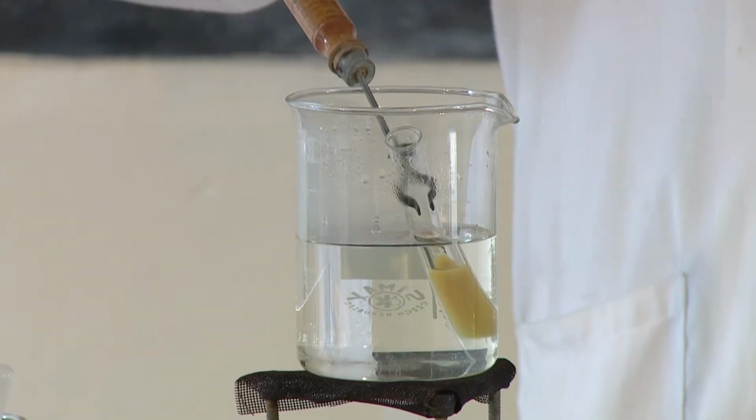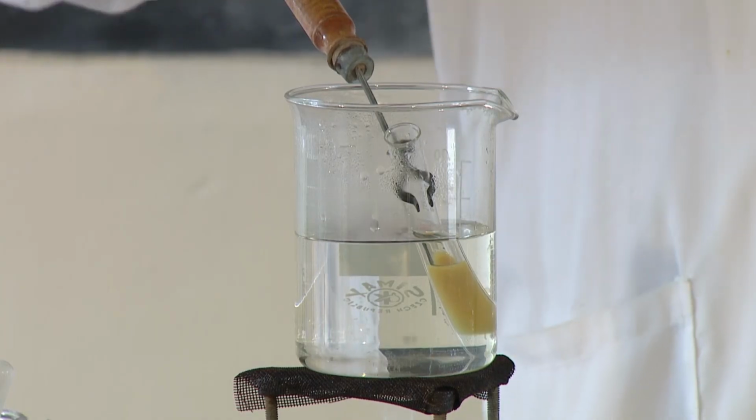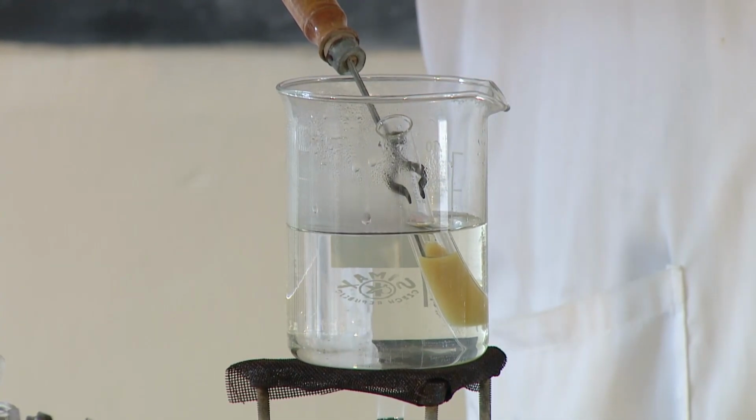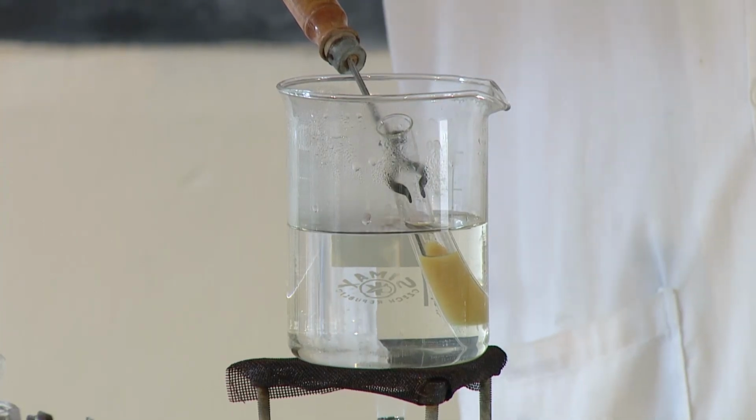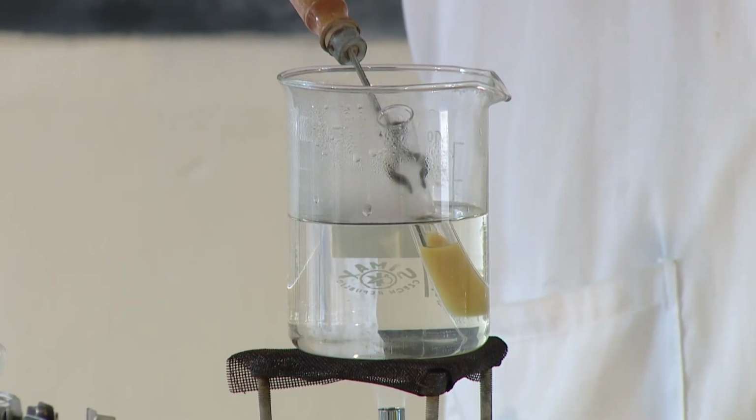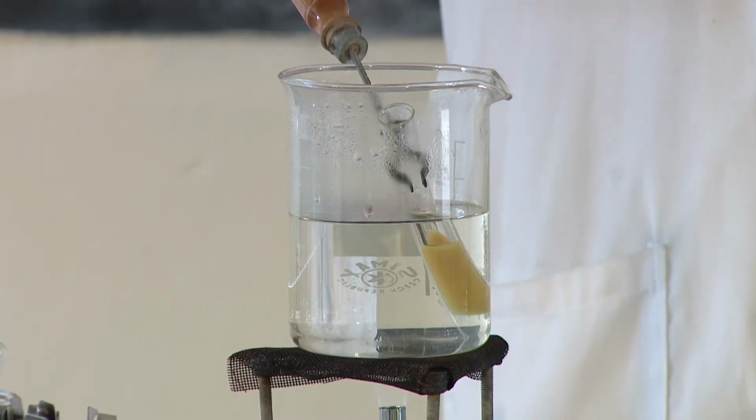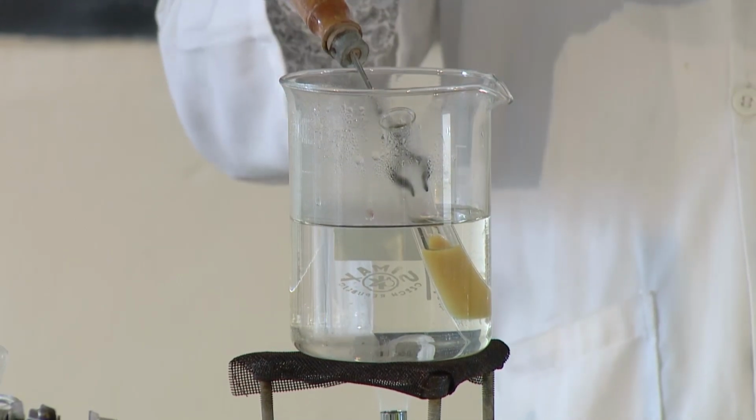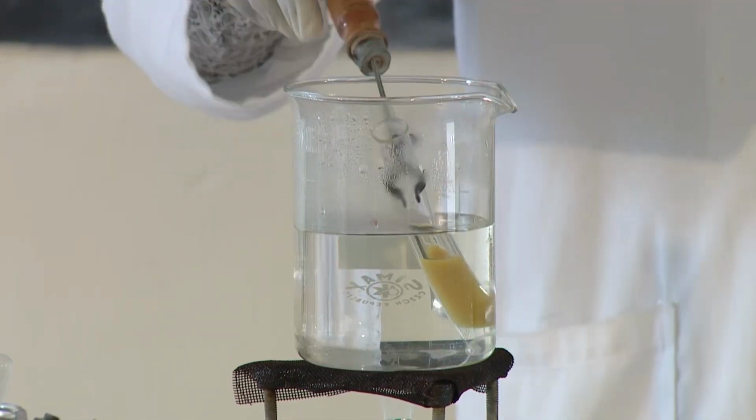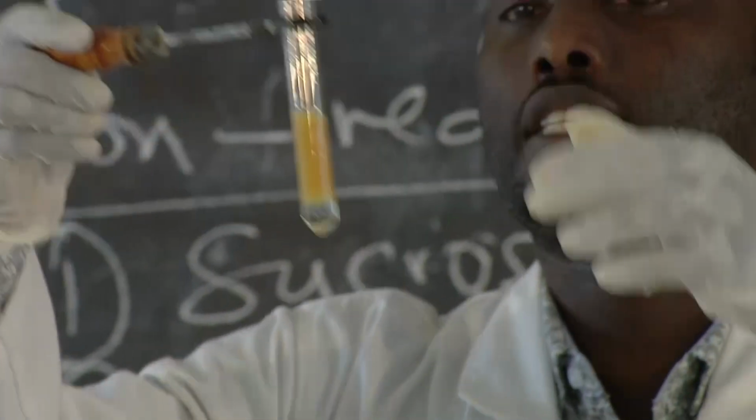Why do you have to add hydrochloric acid, students? We add hydrochloric acid to hydrolyze the bonds, because I told you sucrose is unable to reduce copper ions. So we have to add hydrochloric acid in order to hydrolyze the bonds. Then from there, we add sodium hydroxide to neutralize the acid. We have got the final answer, meaning that our sample contains non-reducing sugars.